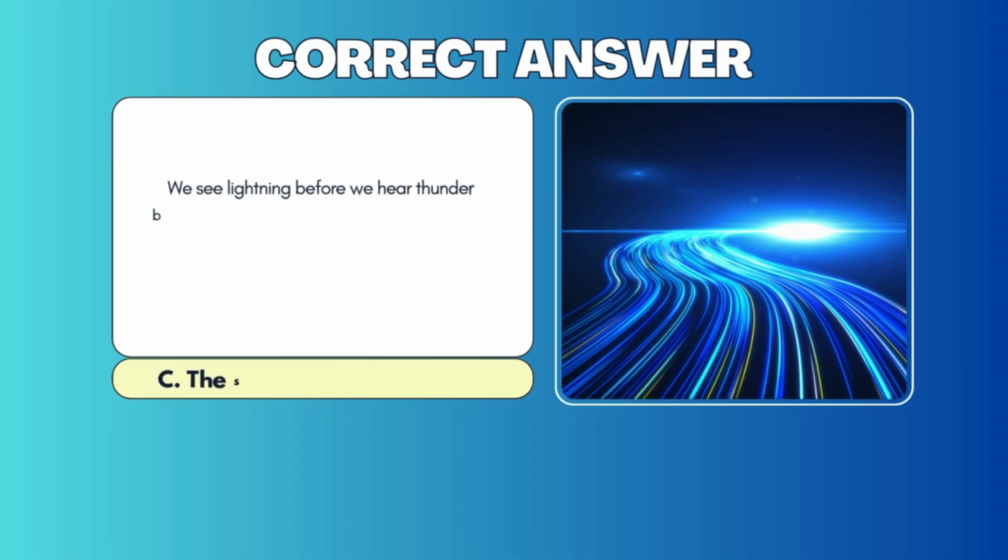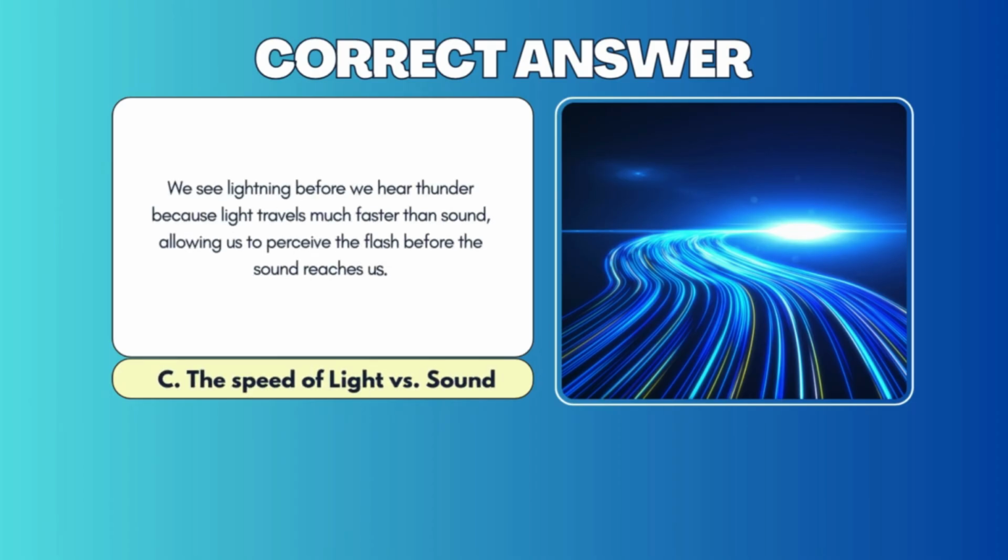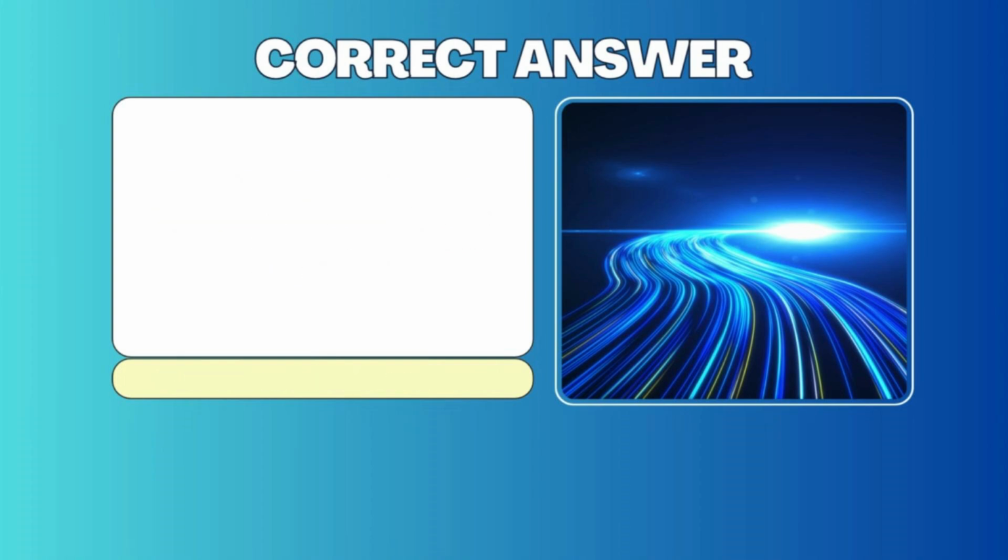The correct answer is C. The speed of light versus sound. That is because we see lightning before we hear thunder because light travels much faster than sound, allowing us to perceive the flash before the sound reaches us.